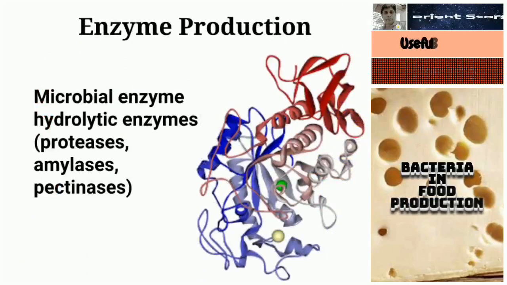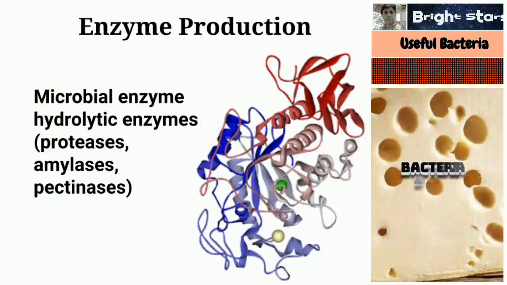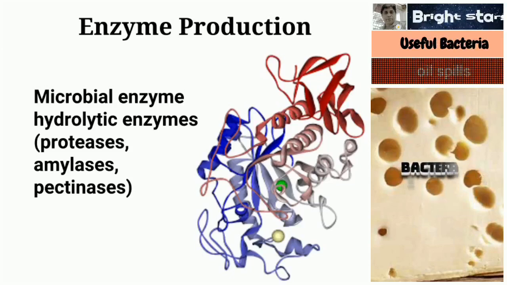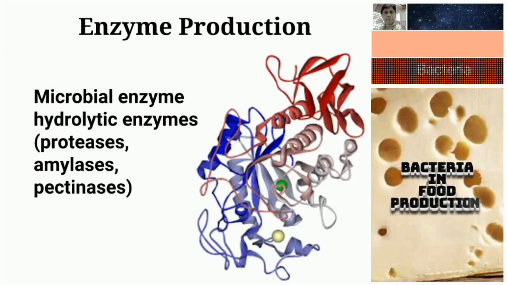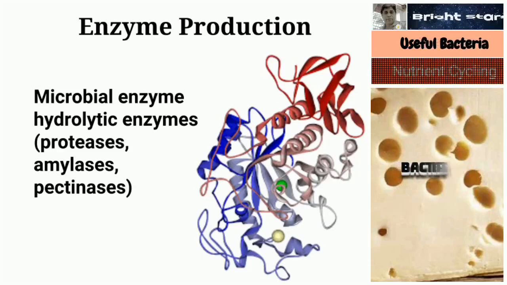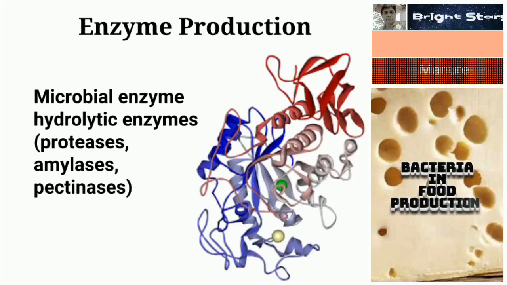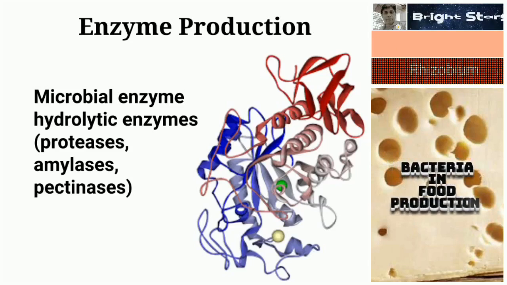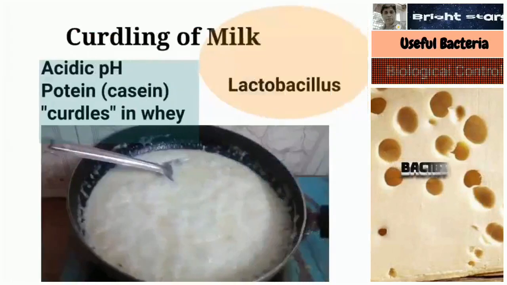So they produce enzymes also: microbial enzymes, hydrolytic enzymes, digestive enzymes. These enzymes are useful in digestion, like proteases, which convert proteins into amino acids, amylases, which convert starch into glucose and fructose, and pectinases, which convert pectin substances. So different kinds of bacteria produce different kinds of enzymes in our body.